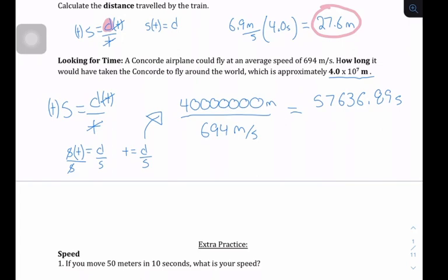So that is a lot of seconds. It would be about 16 hours, which is still a lot faster than that many planes of the time could do.